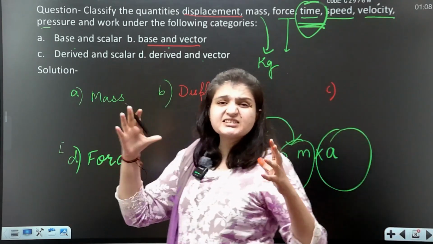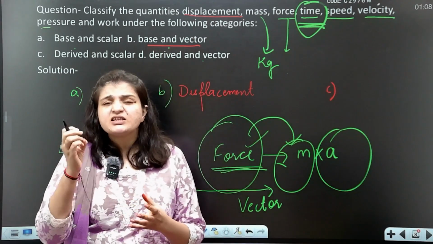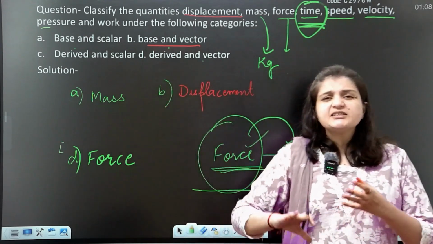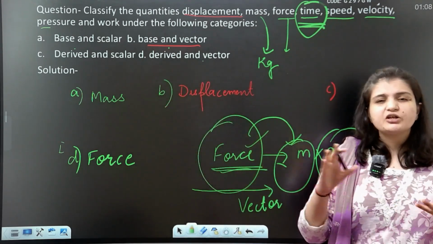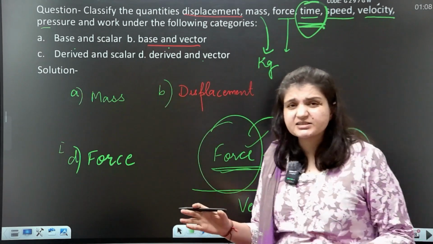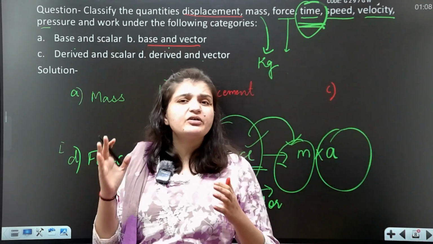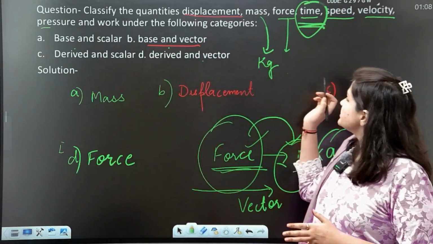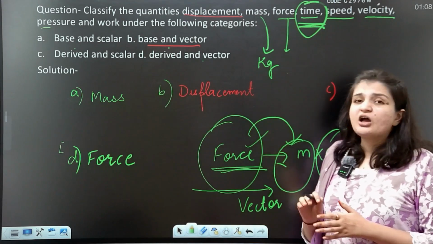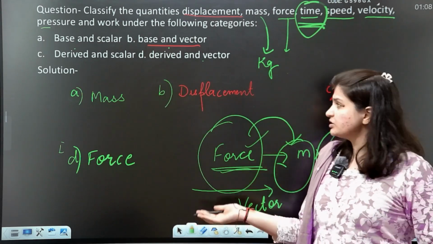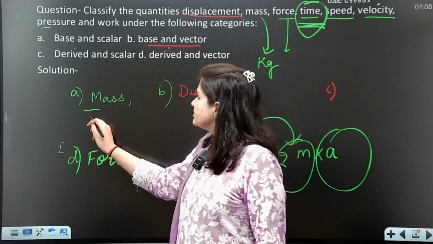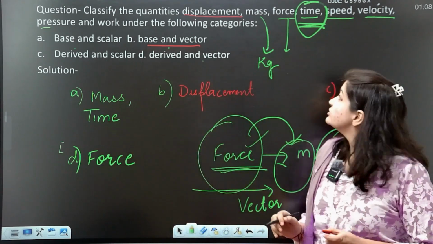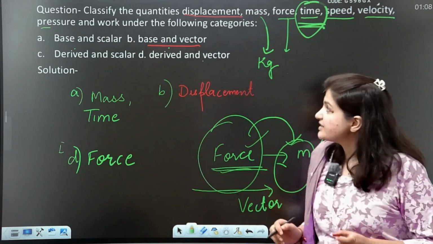But is this physical quantity time dependent on any other quantity? It is the total duration to complete a task. But is time dependent on anything? Time is not dependent on anything. It is a scalar and has no direction. So where will we keep it? In the first category, base and scalar. So time is kept in base and scalar.